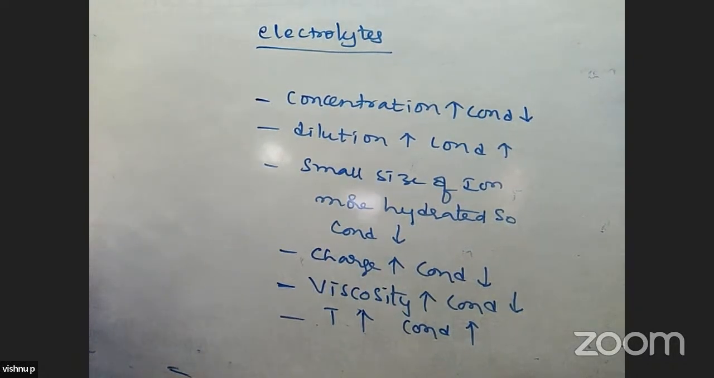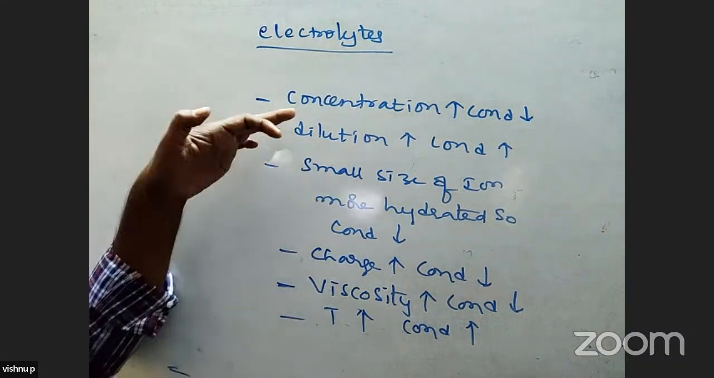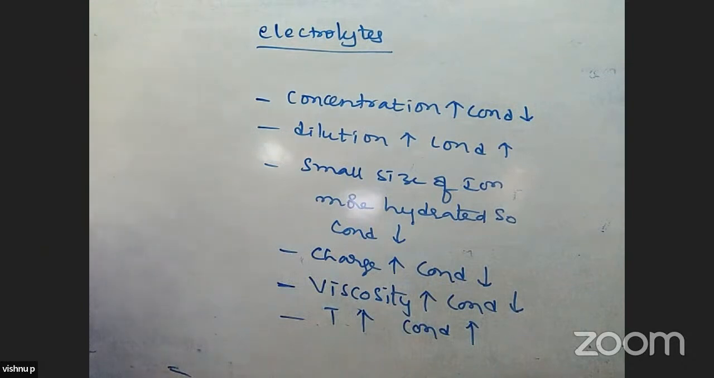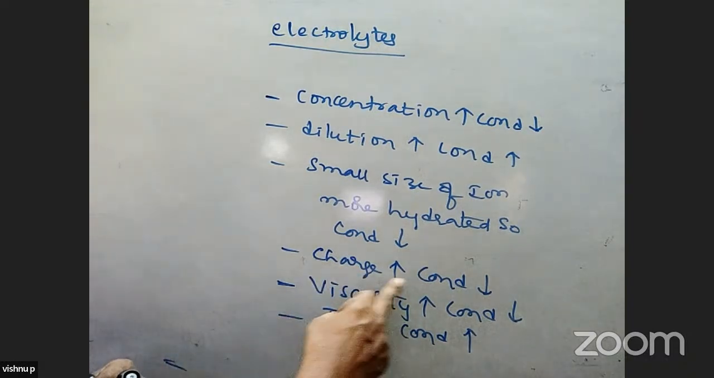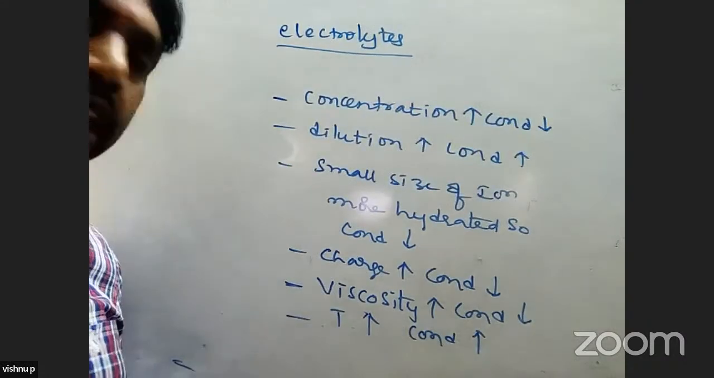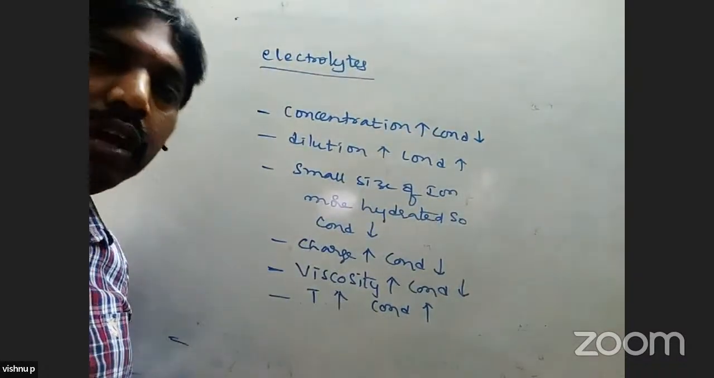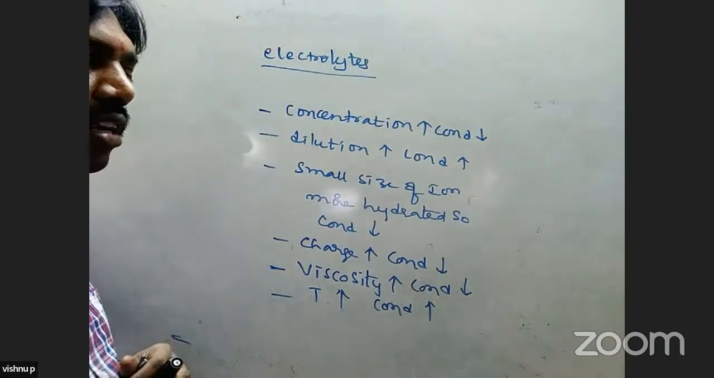When the size of the ion decreases, it is more surrounded by water molecules, so ionic mobility decreases and conductivity decreases. When the charge of the ion increases, conductivity decreases, because it is again more surrounded by water molecules or any polar solvent. And when viscosity increases, conductivity decreases.